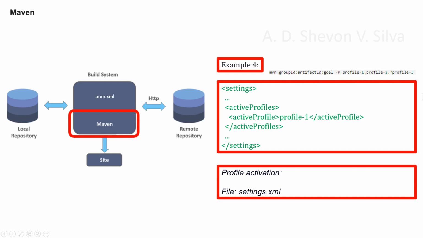Profiles can be activated in the Maven settings via the activeProfiles section. This section takes a list of activeProfile elements, each containing a profile ID inside. Profiles listed in the activeProfiles tag would be activated by default every time a project uses it.